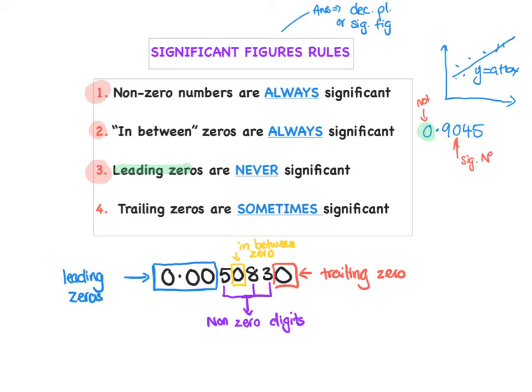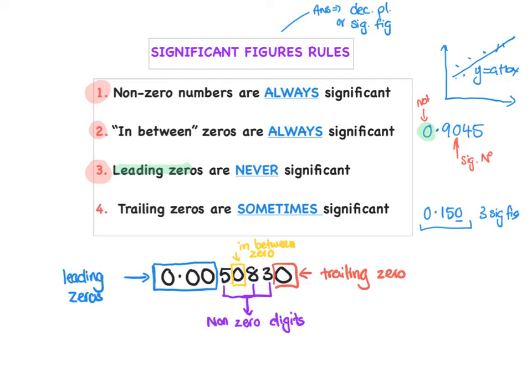Trailing zeros are sometimes significant. What that means is if you had a number like this written down there, that's 3 significant figures, because this zero comes after at the end, it will count as a significant figure. So you need to put it there. If they say 3, you have to have a 0 at the end.